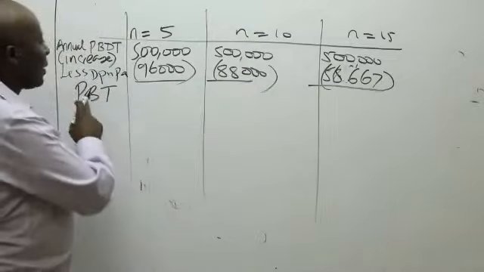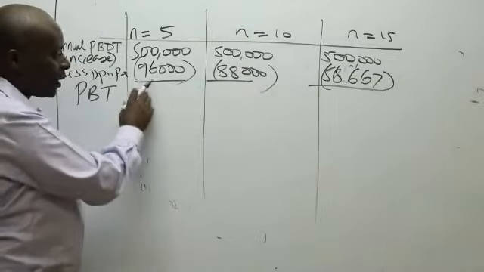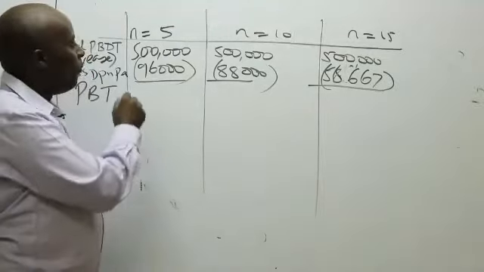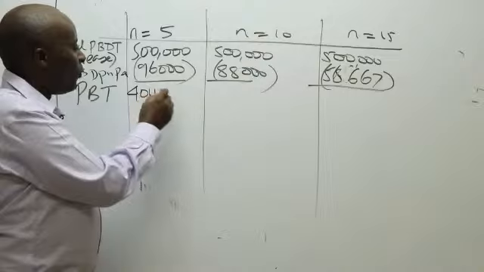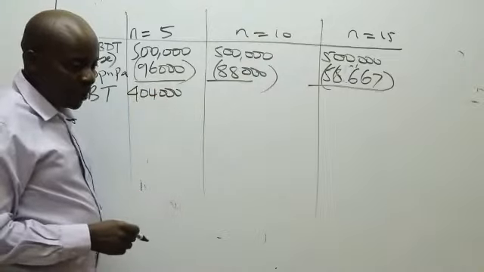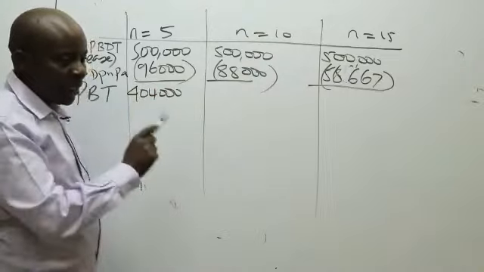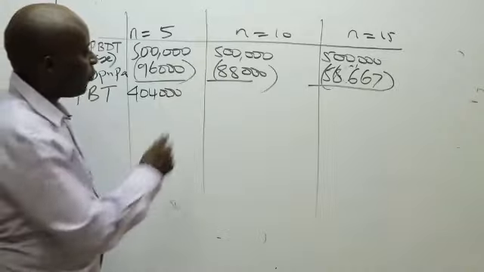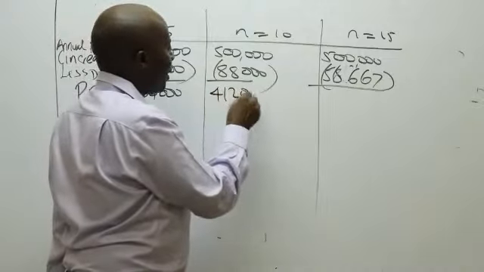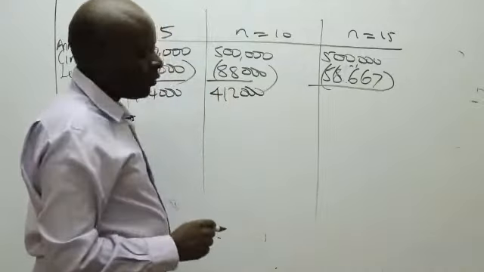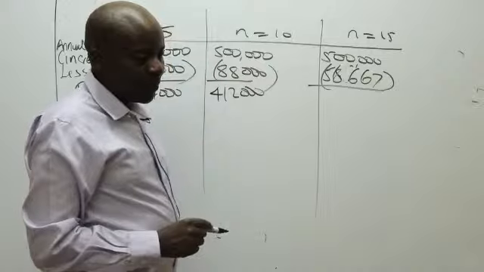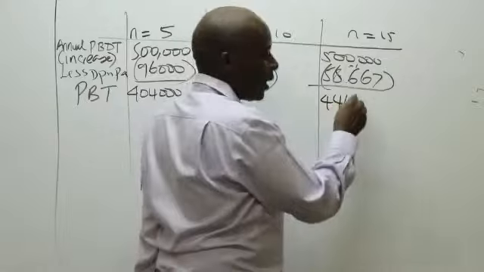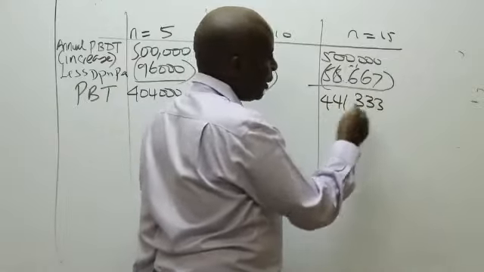So come here and give us now the profit before tax quite fast. Somebody give me the figure. 404,000, yes. How about when n is 10? When n is 10, we have 412,000. When n is 15 years, 441,333. Thank you very much.